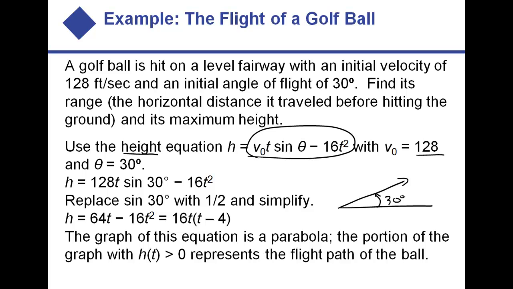Okay, plug in everything we know. The height is going to be 128, because that's our v naught, t times sine of 30 minus 16t squared. We've got to deal with these things as radians, or since we already know some of our memorized values and we know that sine of 30 is just a half, we can go straight to plugging in a half for sine 30, which gets us 64t, right? 128 times a half times t minus 16t squared. That factors out to that. And now the graph of that equation is a parabola.